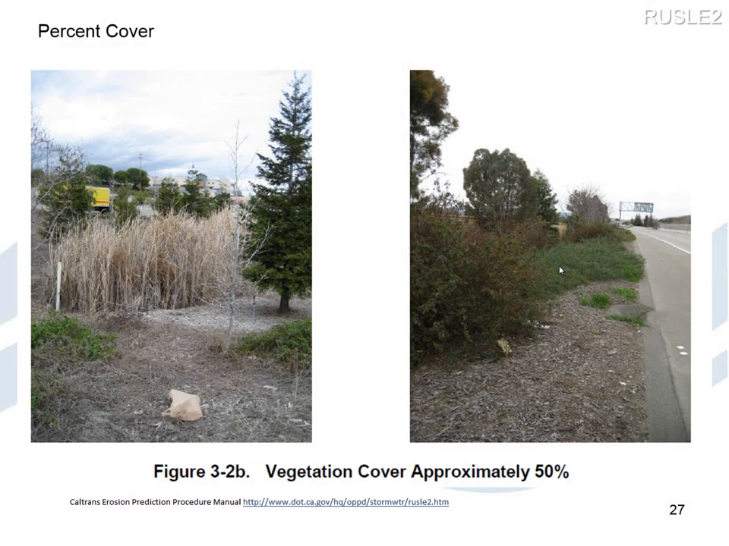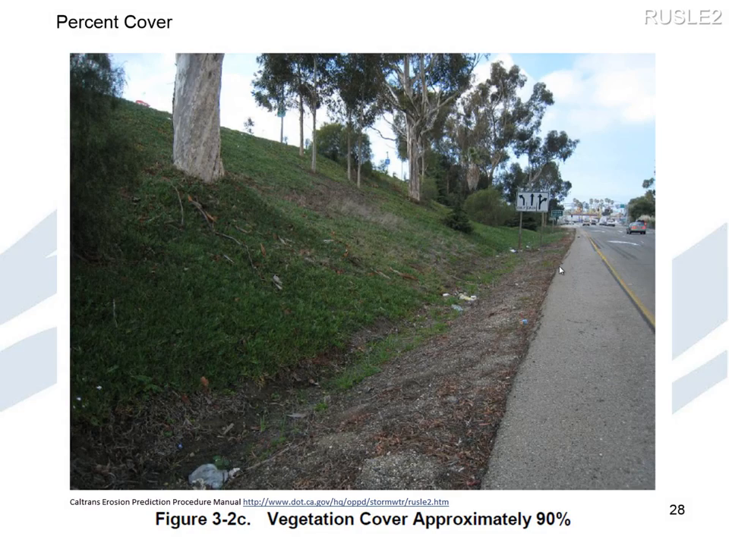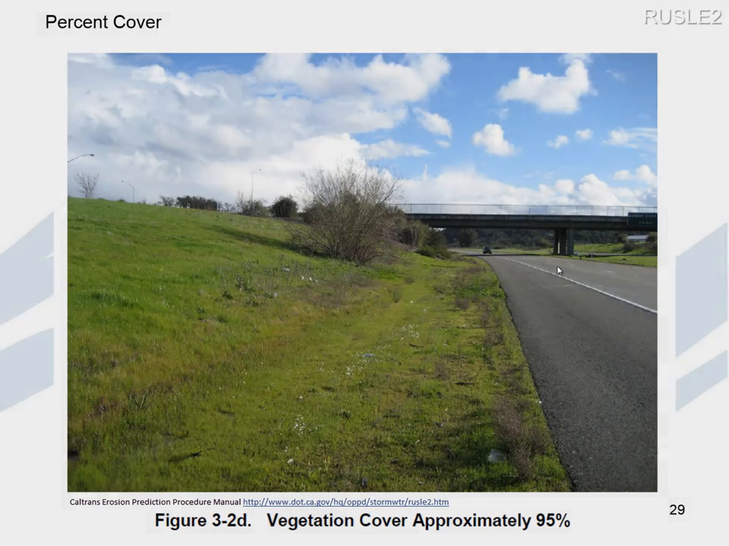50%. Here's an example of 90%, and then 95%. So even at 95%, there's a little bit of bare ground. For the most part, this is a pretty well vegetated slope.